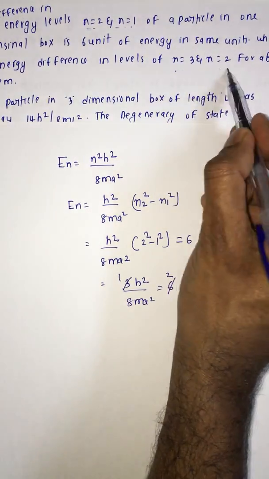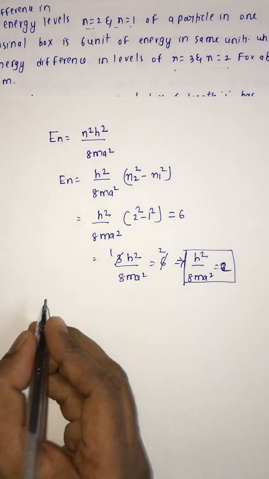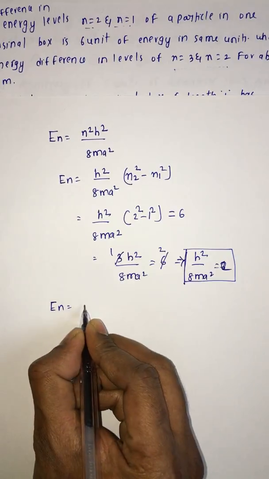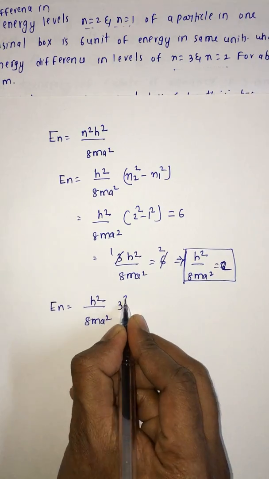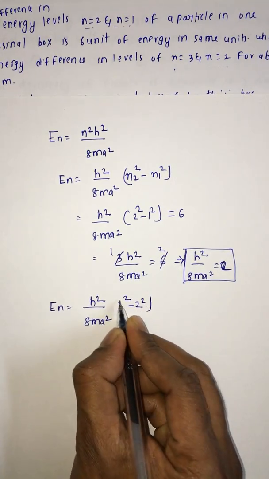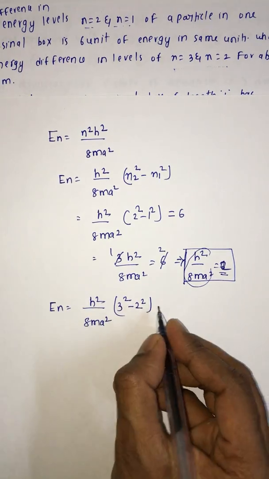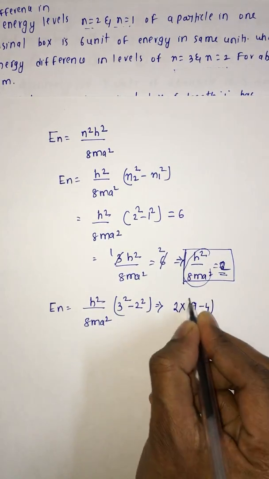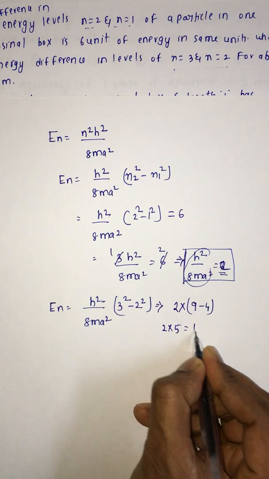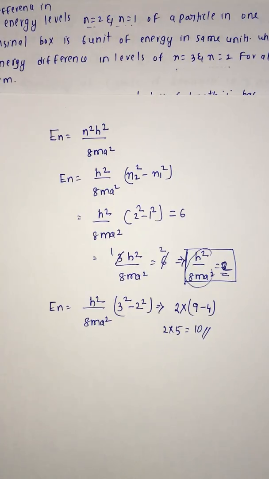So now we'll go for n equals 3 and n equals 2. Now En equals h square by 8ml square times (3 square minus 2 square). We know that h square by 8ml square equals 2, so we substitute that 2 here. 2 times (9 minus 4), 2 fives are 10. So this is the answer. This is very simple; we have to calculate it this way. I hope it's clear.